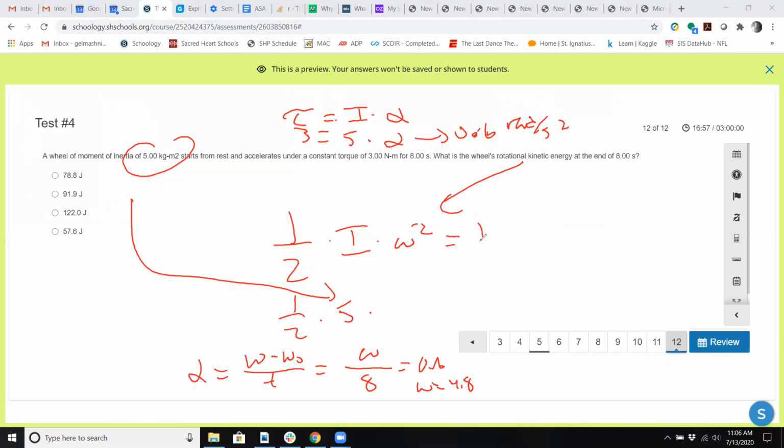So it's 1/2 times 5 times 4.8. So if I work that out, I should get 12. Wait. Oh, I forgot the square. Duh. 4.8 squared. Let's try that again. Times 2.5. Yeah, I get 57.6 joules. So that's something I could put in the final exam as well. Something like that, just to make sure you guys are using your formulas correctly.